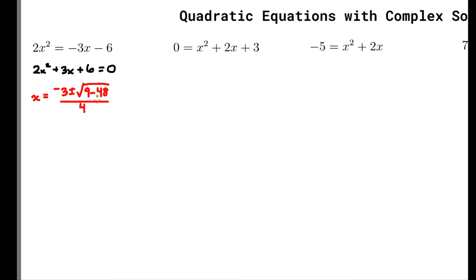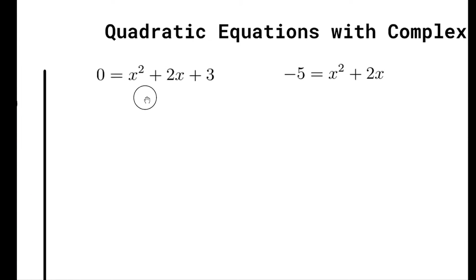All right, from here I'm going to simplify that radical really quick. So you're going to have negative 3 plus or minus the square root of negative 39. Okay, from here I'm going to take out the i from that square root of negative 39. So it's going to be i times the square root of 39. There's no perfect squares in root 39, so that's completely simplified. So we can just divide this by 4 like so, and you end up with your answer.